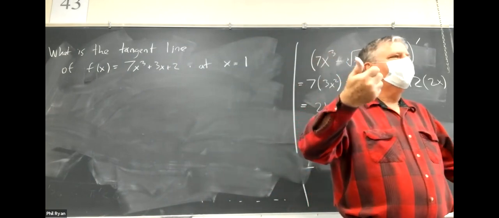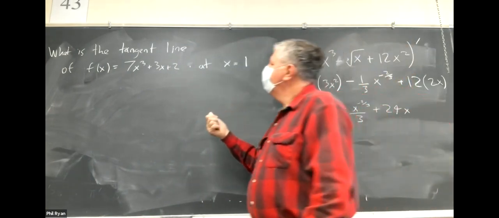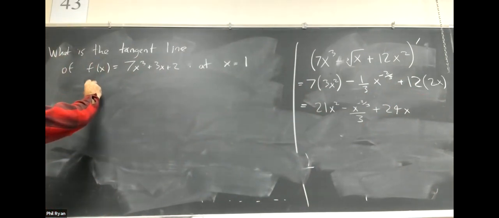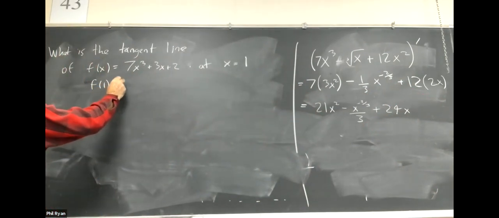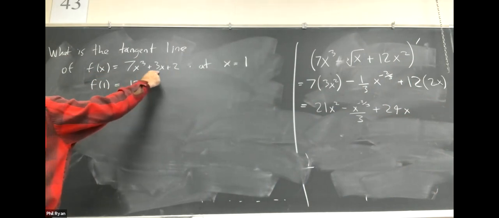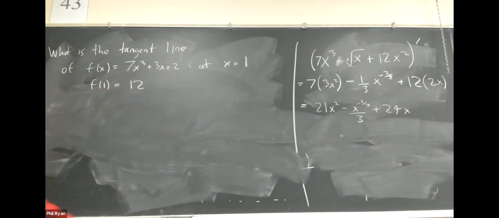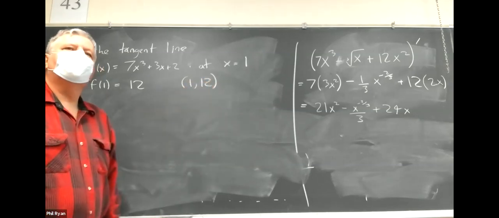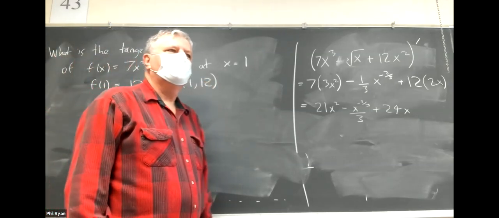A slope and a point, right? Well, the point is easy, because we've got the function. So f of 1 equals 12, right? 7 plus 3 plus 2 is 12. So it goes through the point (1, 12).